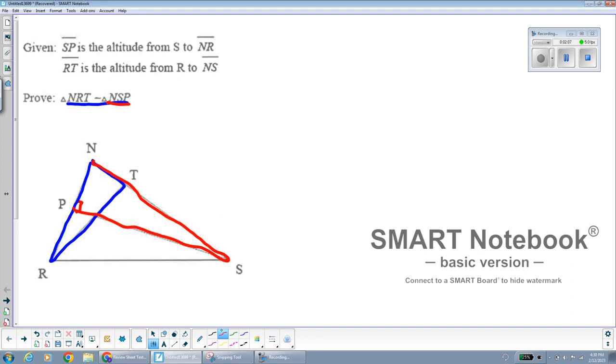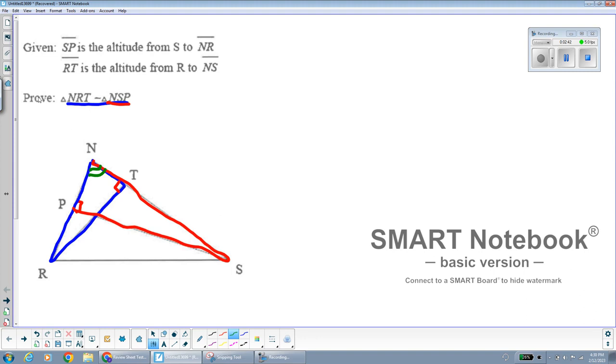Using that same idea, since RT is the altitude, it's once again perpendicular to the side of the triangle. So it creates right angles, and I'm going to be interested in this right angle because it's an angle of the blue triangle, triangle NRT. Now, notice how these triangles, the blue and the red one, are overlapping. So when we have overlapping triangles, there's always something that's shared, something in common, either a side or an angle. And here I see that angle N is what's going to be shared between the two triangles. They both contain angle N.